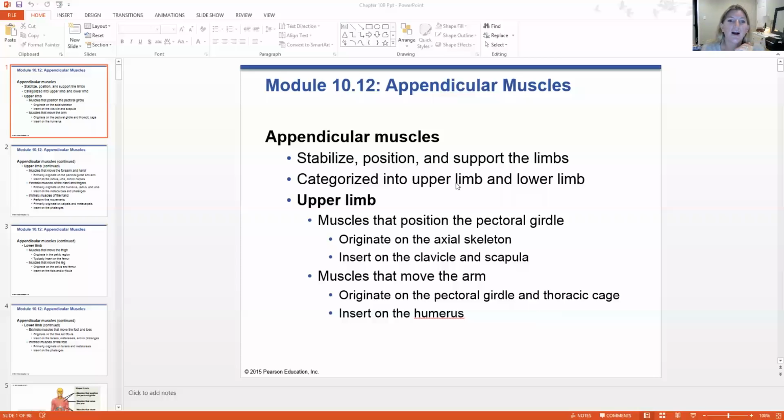That's okay. Our appendicular muscles are different from our axial muscles. Our axial muscles are stabilizing our head, neck, and trunk. Our appendicular muscles are stabilizing and supporting our limbs. Our upper limbs are held in place by the pectoral girdle. They originate on the axial skeleton. So the pectoral girdle is basically our shoulders, the clavicle area, holding on and bracing our arms in place.